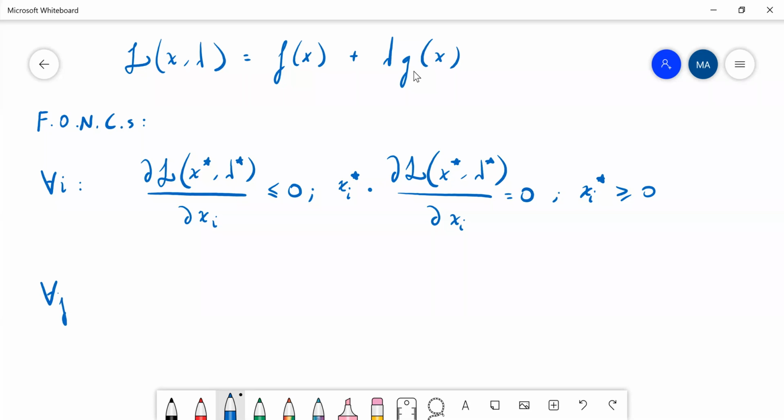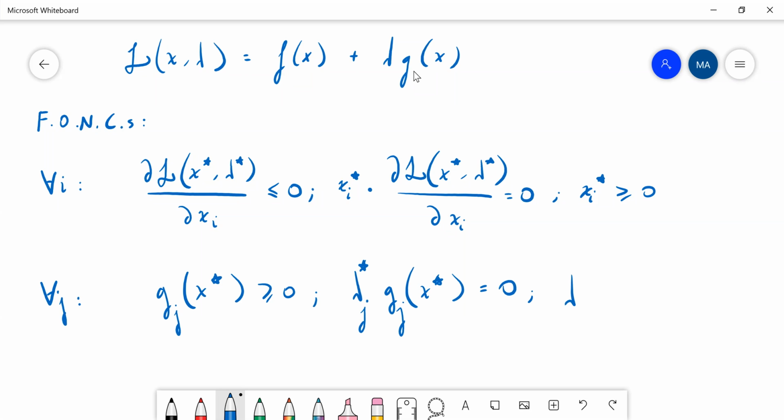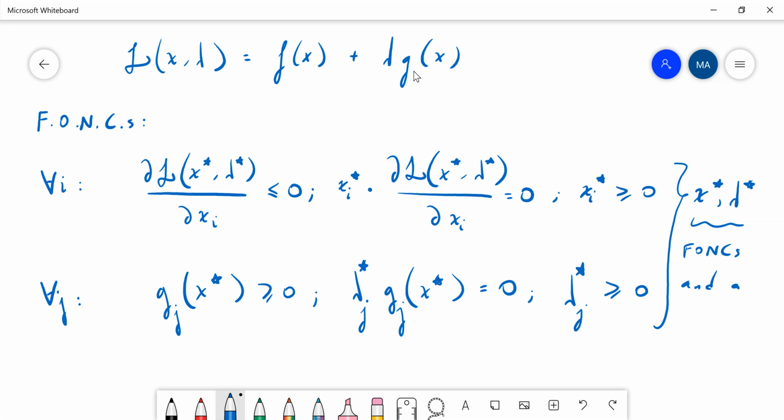Then, for all constraints, you have this. First, the constraint, of course, must be satisfied. Then, the Lagrange multiplier associated with this constraint times the constraint should be equal to 0, and lambda j star must be non-negative. Now, if you can find x star and lambda star that satisfy these things, they satisfy the first order necessary conditions, and are a solution candidate.